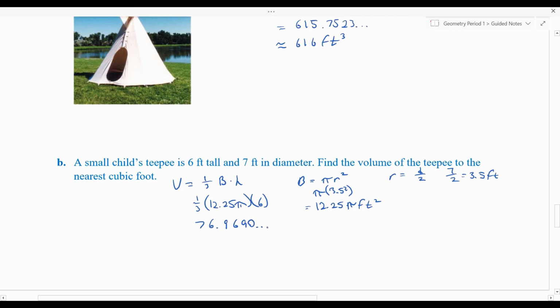All right, and it says to the nearest cubic foot. So the nearest cubic foot over here, this rounds up to approximately 77 cubic feet. And that is the answer for this problem.